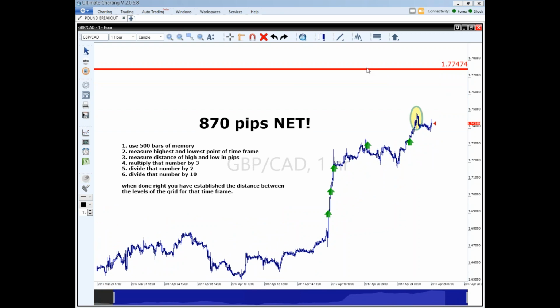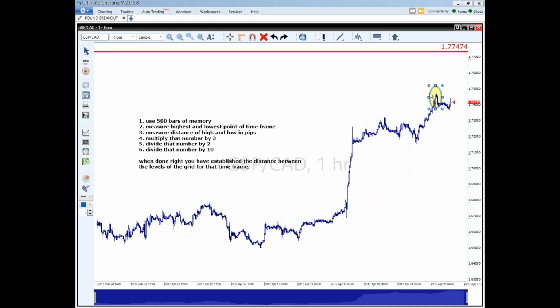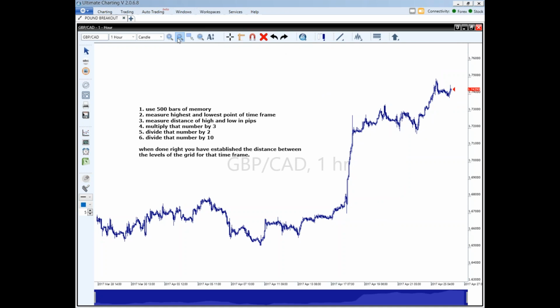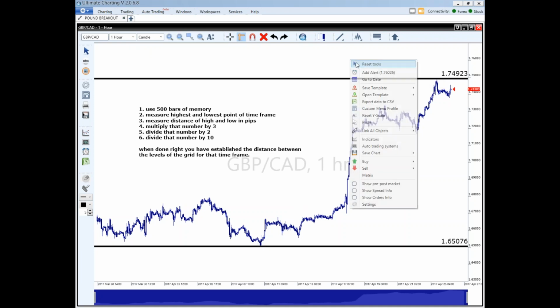Right, so this is the same D extension that we've got here of that 1 hour time frame. By doing the calculations, essentially what we're looking for is the highest and lowest points of this grid on a 500 bar memory. You can see that I've compressed my charts. This is the highest point right here, and this is the lowest point right here. So we've done that. Now we're going to measure it in pips. We take our ruler tool and measure it. Click on that, and you can see it's 980 pips.